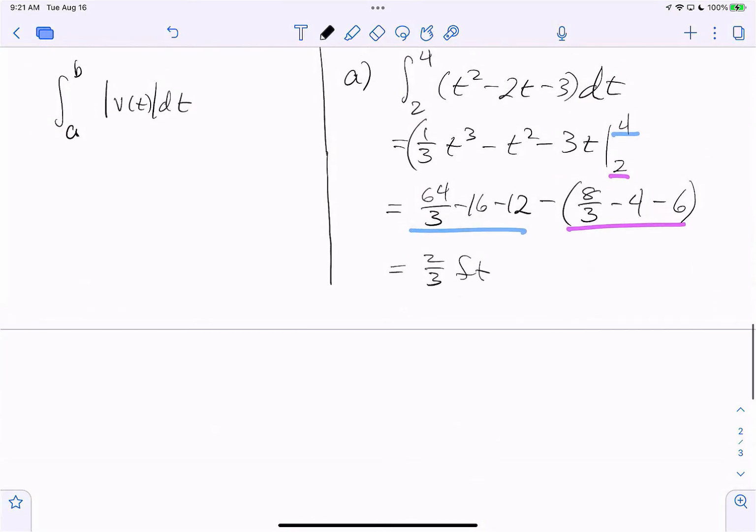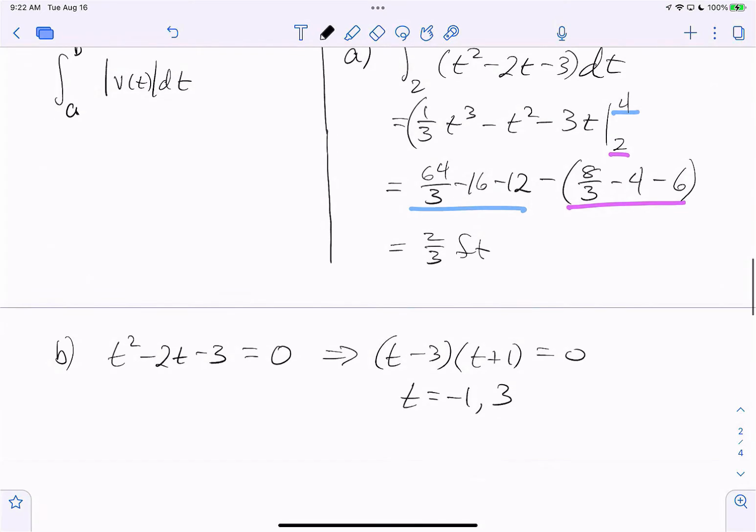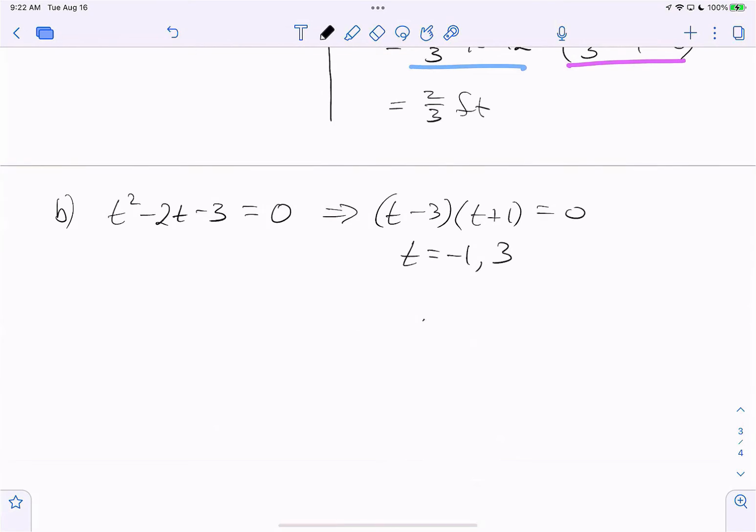For part B, I need to know where t squared minus 2t minus 3 is positive and where it's negative. So first I'm going to find the zeros, and I get t equals -1 or 3. And now I'm going to use a sign chart here.